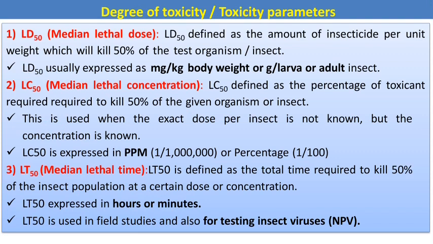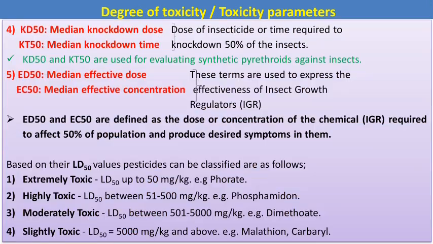Then lethal time is the total time required to kill 50% of the insect population, and it is expressed in hours and minutes. It is used to test the NPV virus, that is the nuclear polyhedrosis virus. Then KD50 and KT50, knockdown dose and knockdown time required to kill 50% of the insects, are mostly used to evaluate synthetic pyrethroid insecticides against sucking pests. Then ED50 and EC50 are used to evaluate insect growth regulator activity.